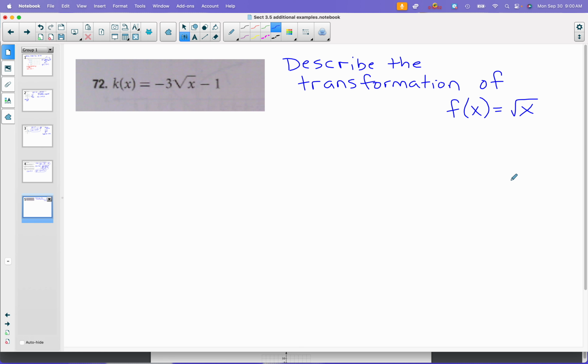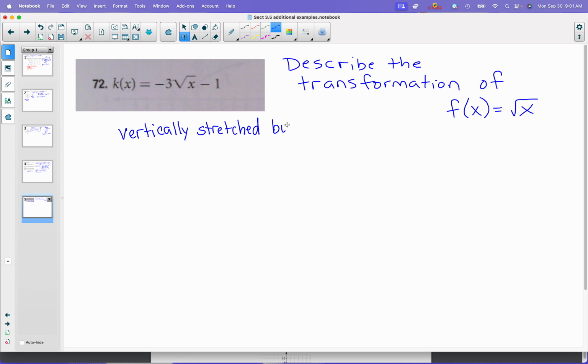And then the last one I wanted to do is number 72, and we're given k of x equals negative 3 times the square root of x minus 1, and we're just asked to describe the transformation. So what do the things do? So we're going to vertically stretch. It's vertically stretched by 3. By the way, it's important that you say vertically stretched and not just stretched, because now we have horizontally stretched as an option, so you have to clarify.